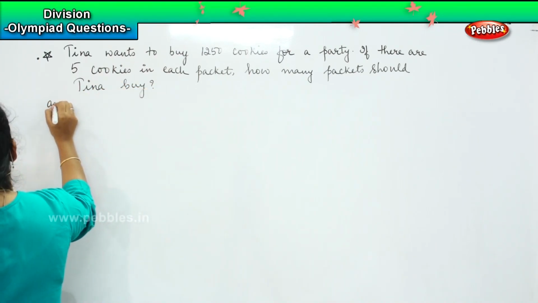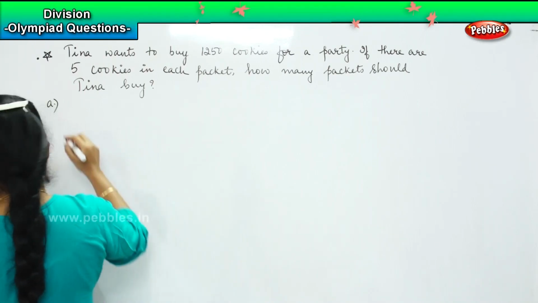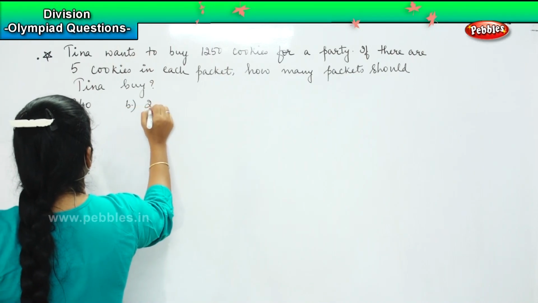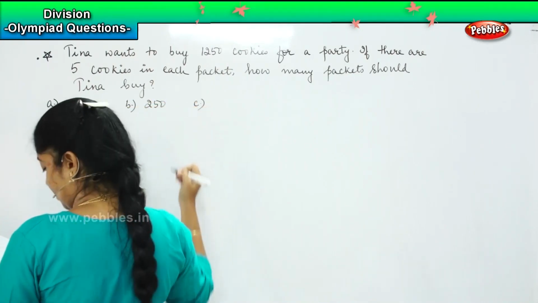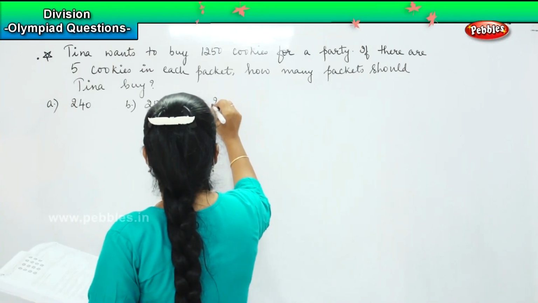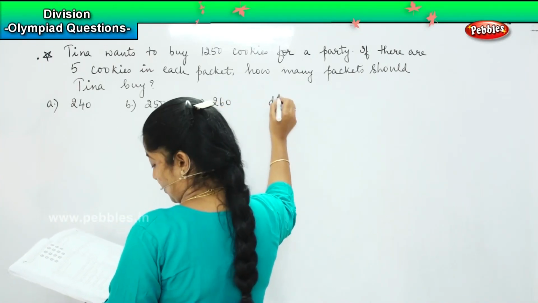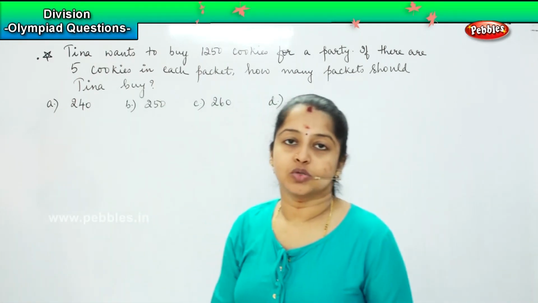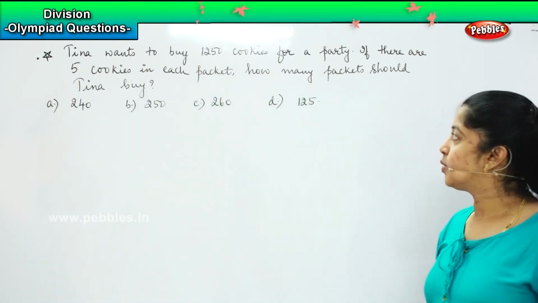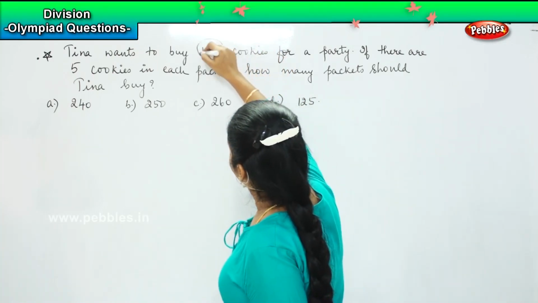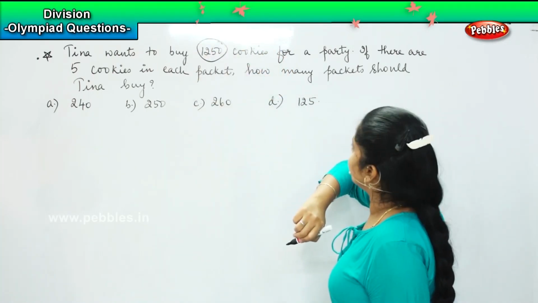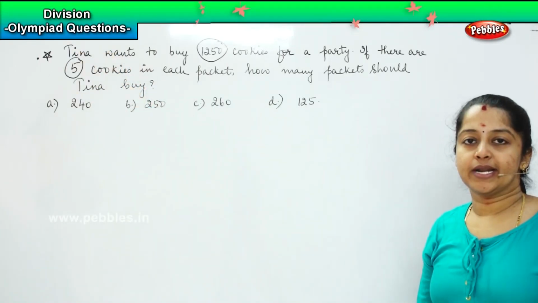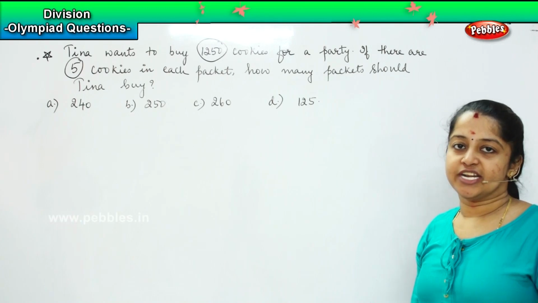And your options are A 240, option B 250, option C 260, and option D 125. Okay, so now again, this is an easy question. Tina wants to have 1,250 cookies and each packet has 5 cookies. So now she has to calculate and see how many cookie packets she needs to buy.